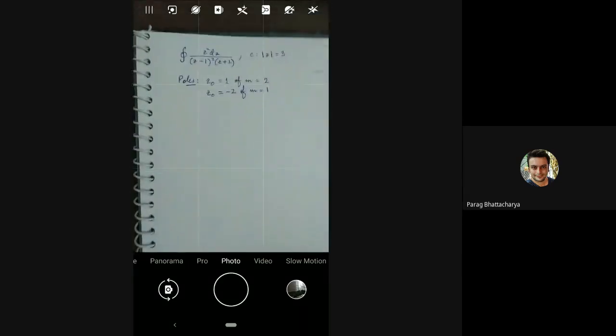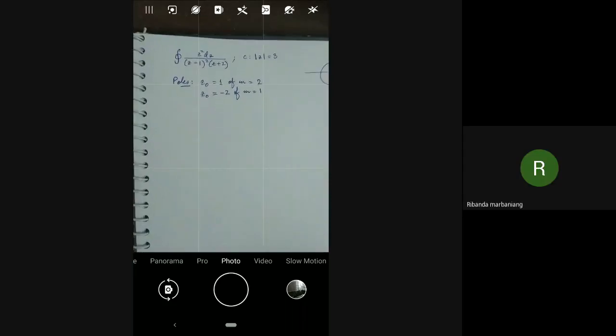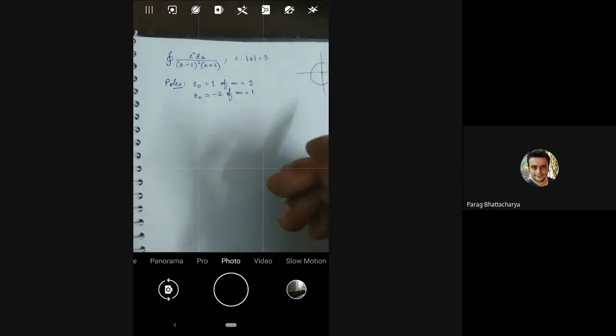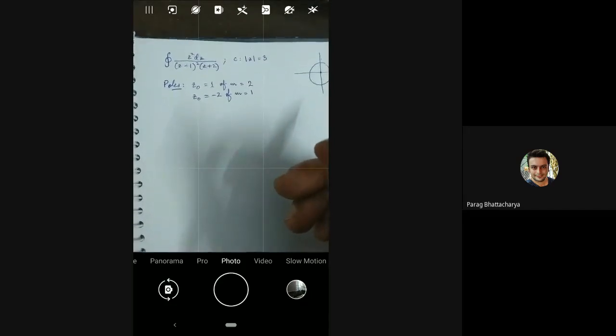Is that clear, everyone? Yes, sir. Okay, so we are going to use the other formula, the one for a pole of any order. That's what we're going to use.